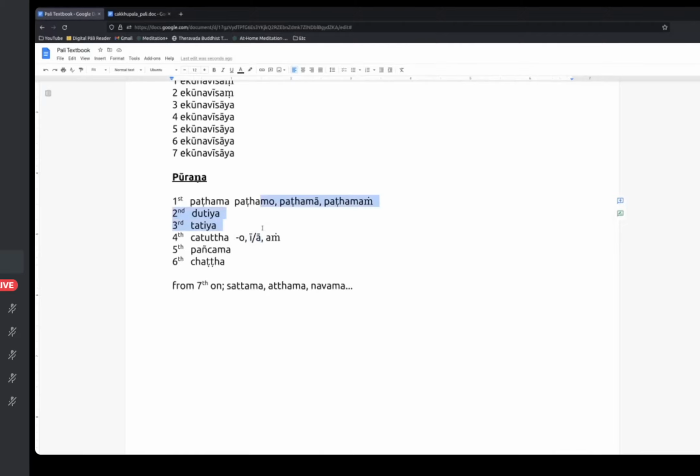And these three only take A, Patama. But the main thing to remember is that feminine can be one or the other, because you're only going to have to recognize it. If you see Patami, or if you see Chatuthi, Panchami, or Panchama, those are the feminine. If you see Panchamo, masculine.